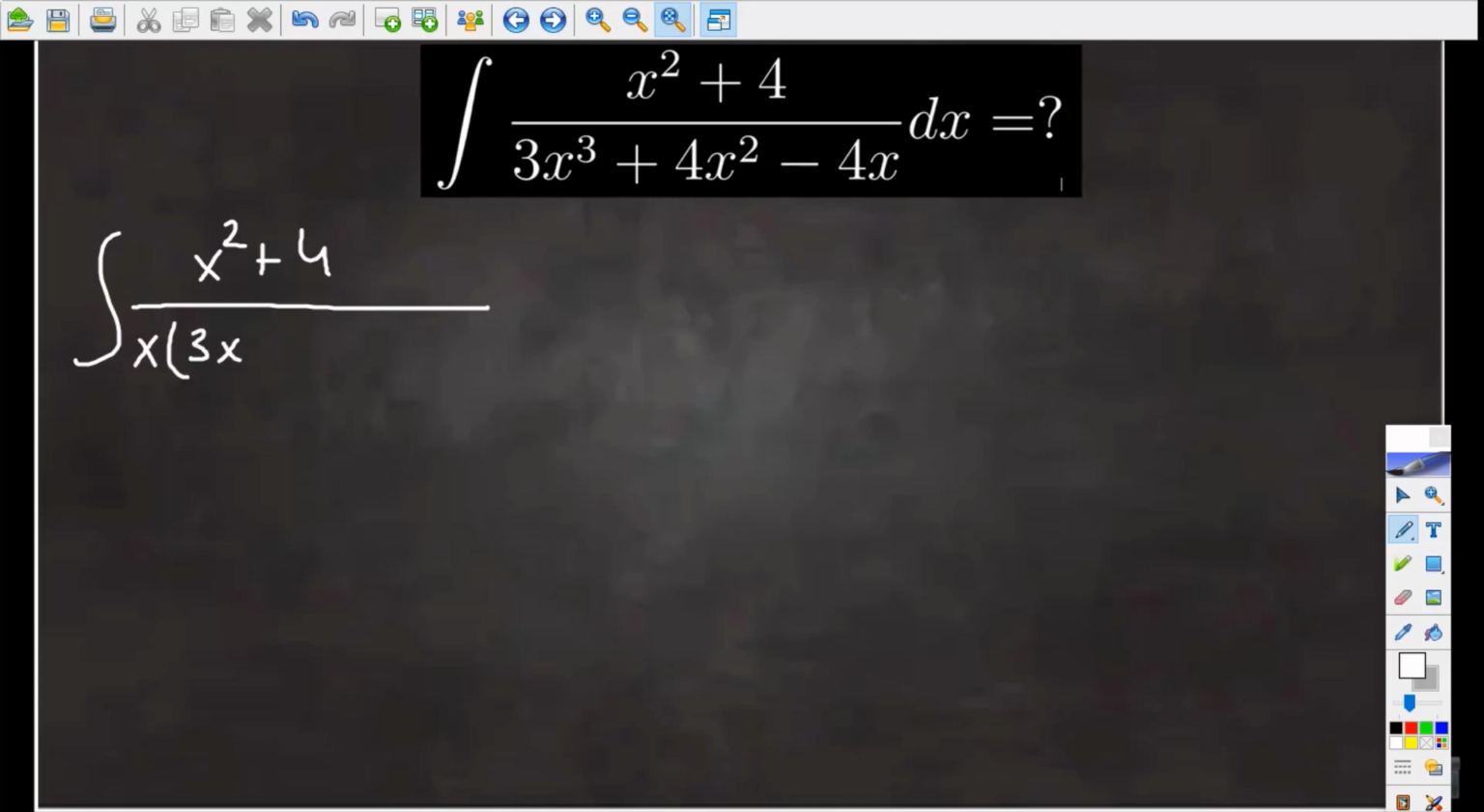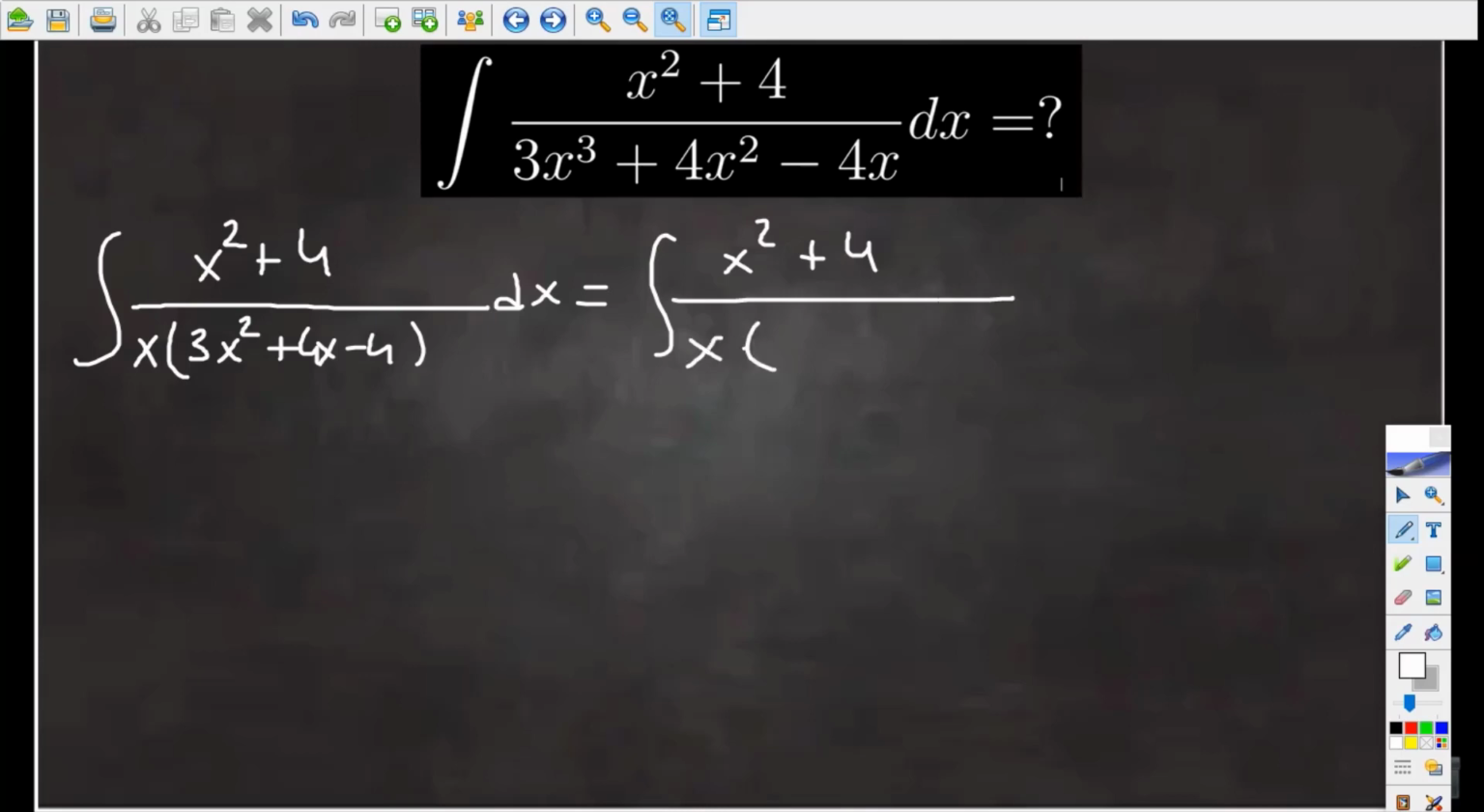So we get 3x squared plus 4x minus 4 dx. Then I'm going to try to factor this quadratic. So we have x squared plus 4 over x times. This quadratic can be factored into (3x minus 2) times (x plus 2) dx. I'm not going to go into detail, it's coming from algebra 2 skills.